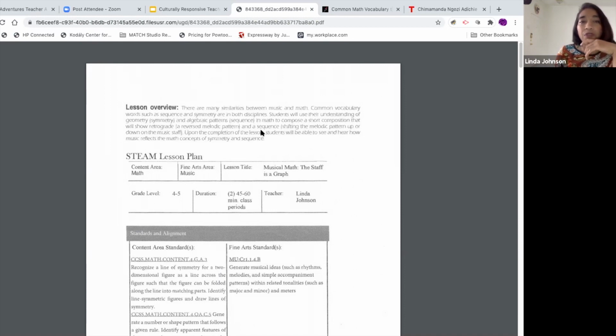They're going to show retrograde. Retrograde is reverse melodic pattern. Guess what that is in math on a graph? It's reflection. Retrograde and reflection, same thing, just different words, but they're similar. And then sequence, shifting the melodic pattern up or down the music staff. That's the same thing. I want to say translation. I think that's what that is in math too. So the students are going to take their understanding of that and express it through the art.